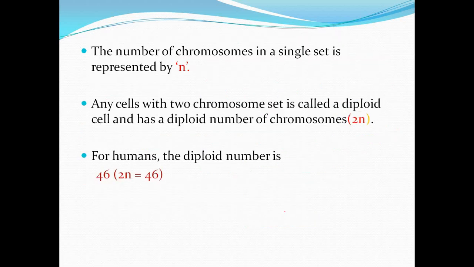Here the number of chromosomes in a single set is represented by n. If we write n for an organism's chromosomes, that means the organism is haploid, because every organism contains a pair of chromosomes, one from the mother, one from the father, and these are the homologous chromosomes.